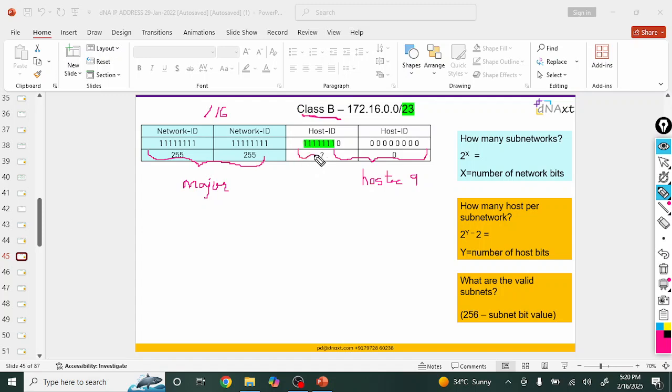So subnet bits, how many bits have we borrowed here? We have borrowed 7 bits. 7 bits are your sub network bits.